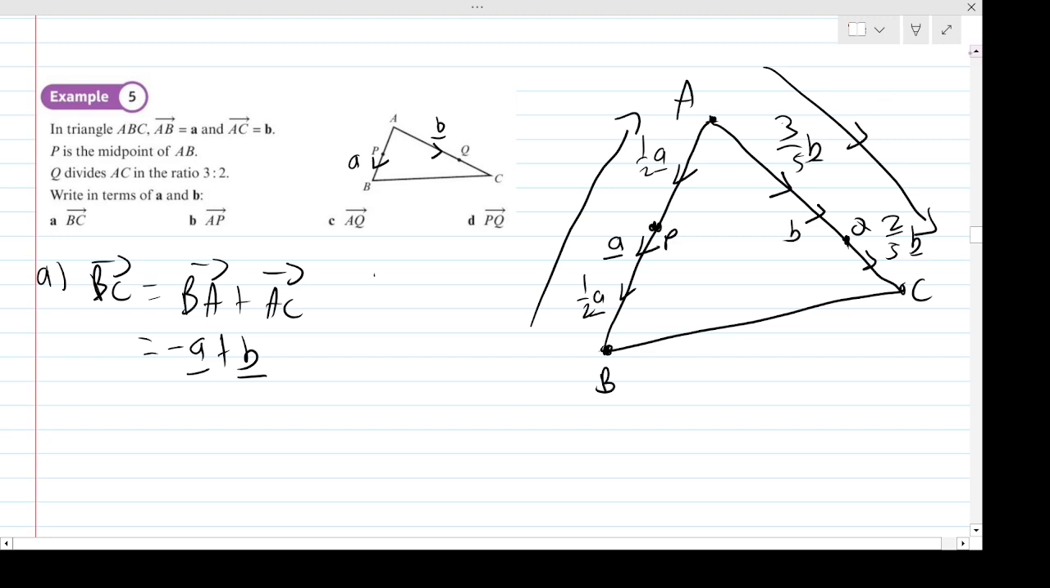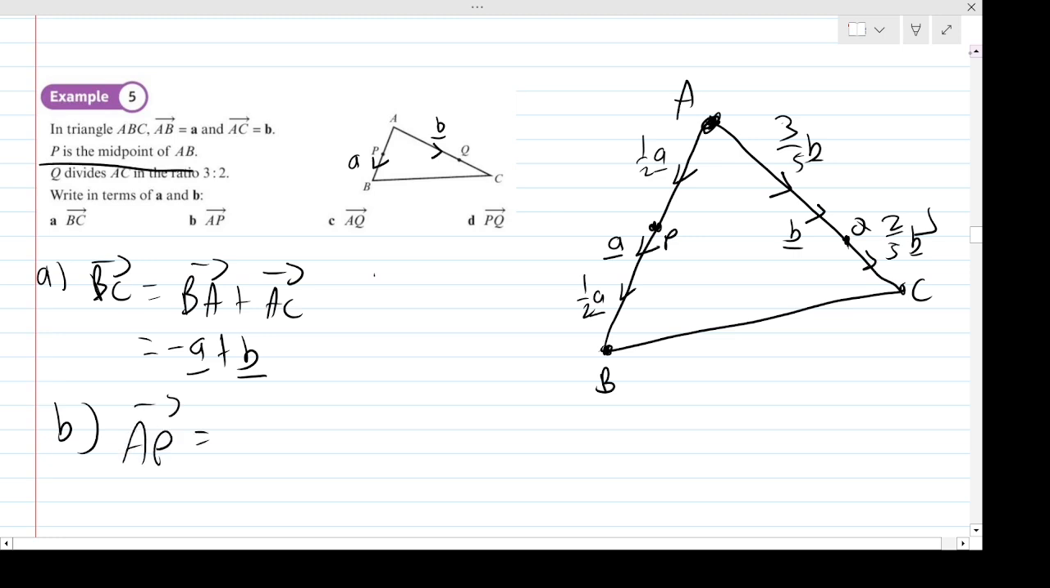Hang on. There we are. Right, okay. Just try to label it a bit clearer. Okay, part b then. We need to find A to P. So now we're going to start at A and we need to end at P. Well, actually, we already worked that out, really, when we labelled the diagram.